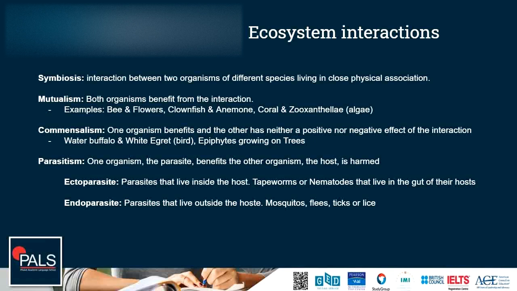There are three forms of symbiosis that we should know about. The first form is mutualism. In a mutualistic relationship, both organisms benefit from the interaction. Some examples would be several different species of bees and flowers, where the bee receives nectar and pollen, which is food and energy for the bees, and the flowers are able to transfer their pollen from one flower to another flower, so the bee helps with the sexual reproduction process there.